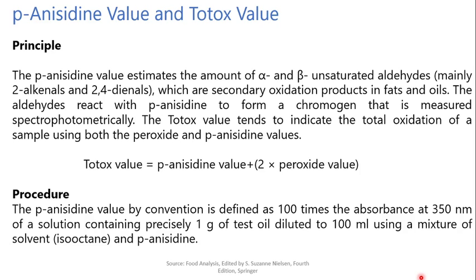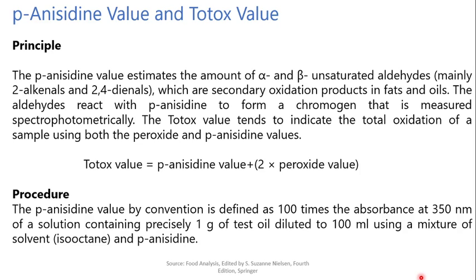So para-anisidine, it is the amine. When reacted with the aldehyde, it forms some kind of complex. So that complex gives some kind of color, and the color of the solution is measured spectrophotometrically, and in this way we find out the para-anisidine value, while the Totox value means what? The total oxidation of the sample when they are exposed to the peroxide, and para-anisidine value, we can call it a Totox value, that is total oxidation value. So the Totox value is equal to para-anisidine value plus 2 into peroxide value.